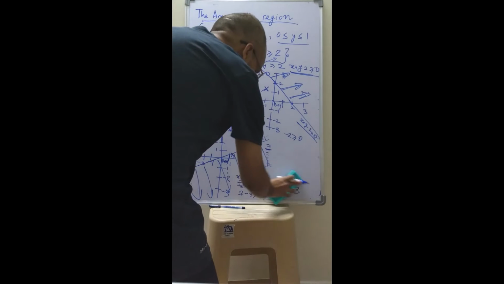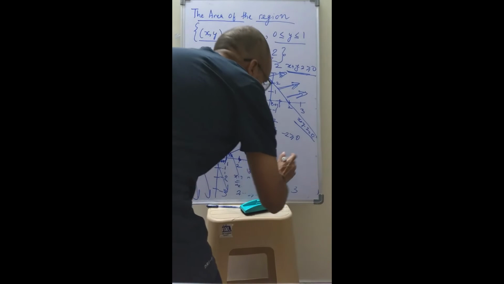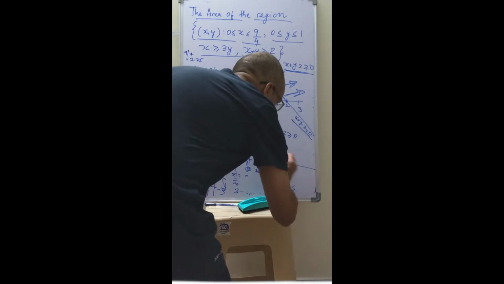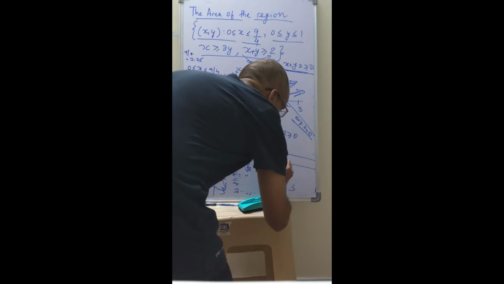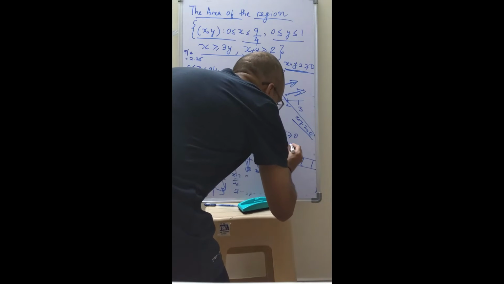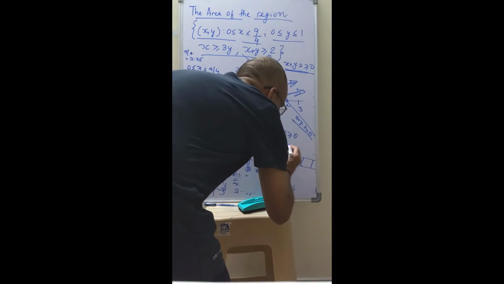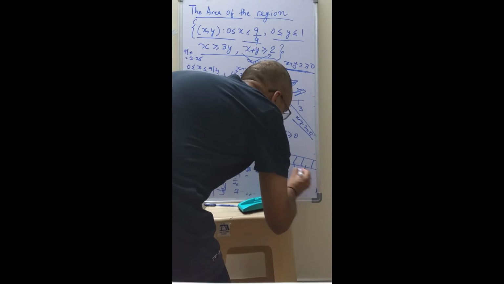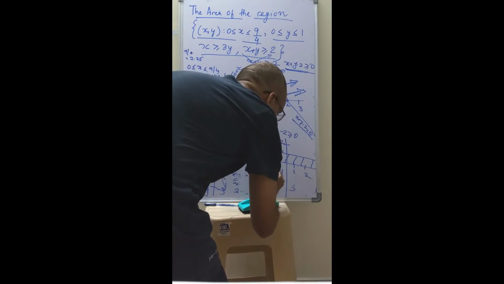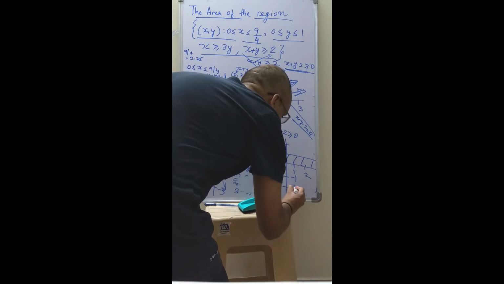Now let me erase this portion. The second equation was y is equal to 1. Remember, this was your second equation. So this was y is equal to 1, 2, x is equal to 1, x is equal to 2, x is equal to minus 1, x is equal to minus 2, y is equal to minus 1, y is equal to minus 2.